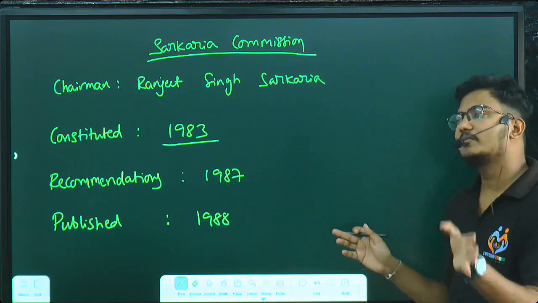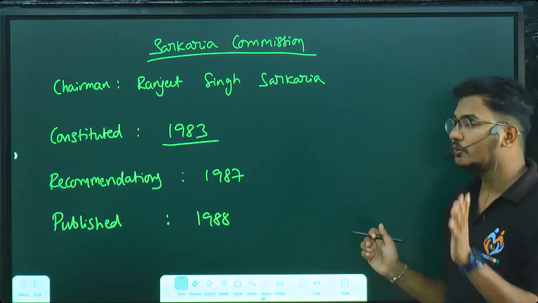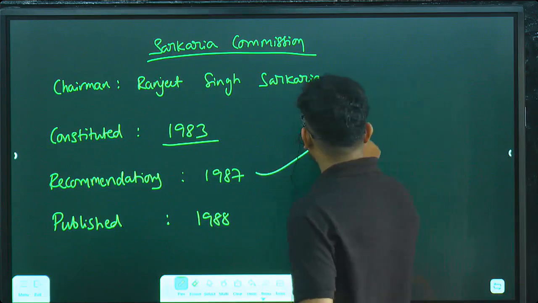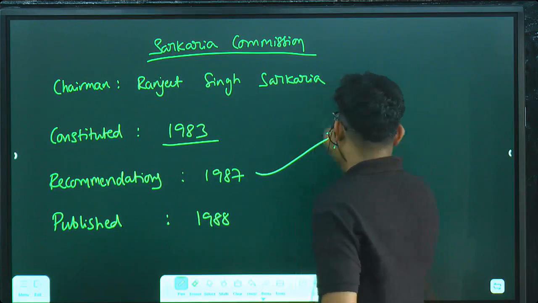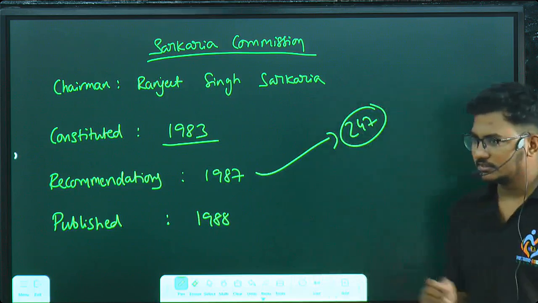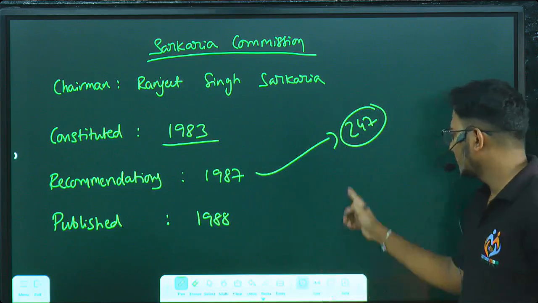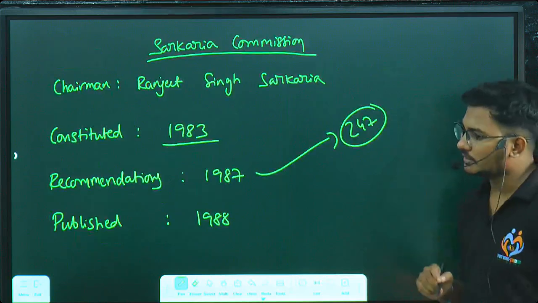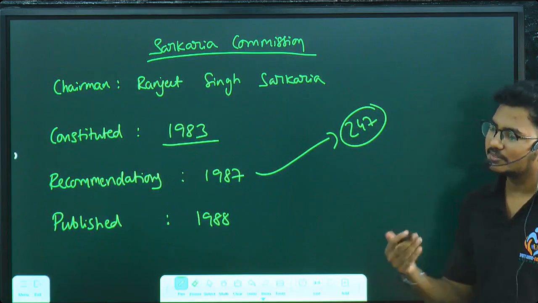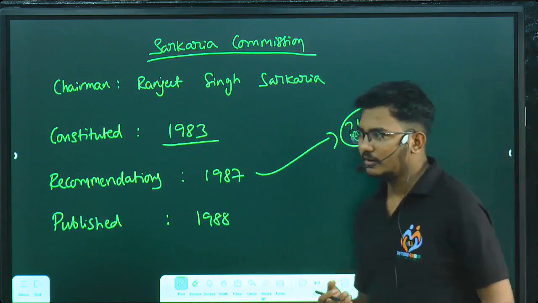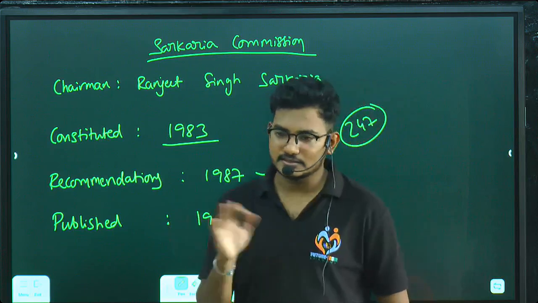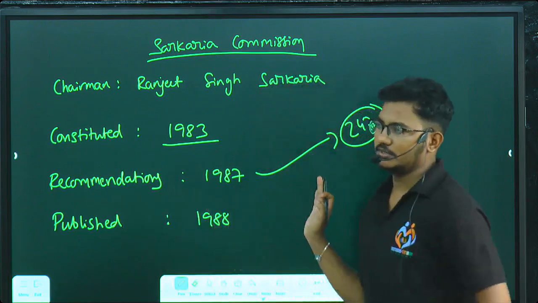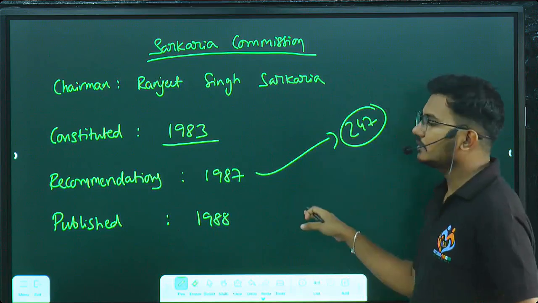Now it came up with some recommendations. Okay, you know how many recommendations it came up with? 247. See, we have seen few problems, but it came up with 247, which means it felt so many problems are there between center and state. So for each and every problem, it came up with some recommendations. Okay, so those recommendations we're going to see now.